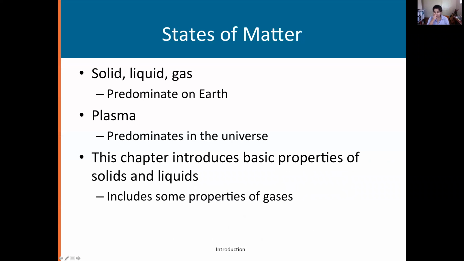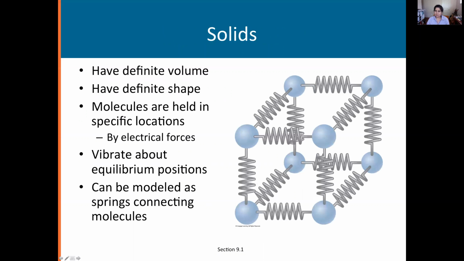So we have 4 states of matter: solid, liquid, and gas, which predominate on Earth. And then we have plasma, which predominates in the rest of the universe, for example, in stars where the temperature might be very high. So plasma is typically associated with high temperature. And we're going to introduce the basic properties of each of these states. Some of this will be familiar from what we did in the overview in the very first chapter.